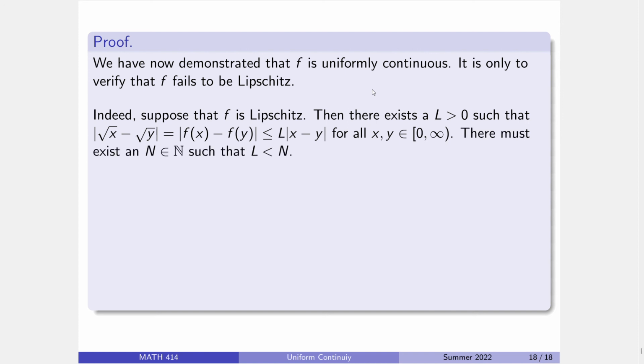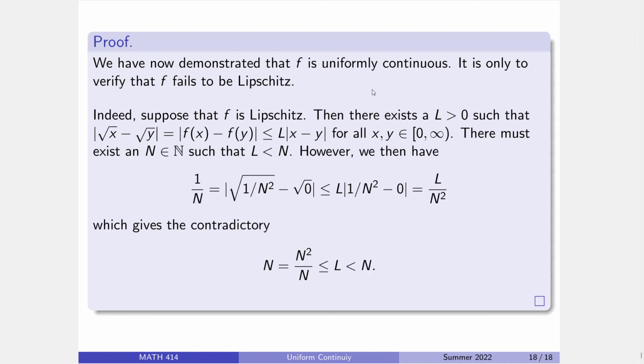Okay. Well, we can find a capital N that is bigger than L. Alright, however, 1 over n is definitely equal to this. By the assumption that f is Lipschitz, this must hold. Alright, but now you just cross multiply n squared, and we get our favorite contradiction, n is strictly less than n. Alright, and with that, we have completed continuity. Well, for now, anyway. Continuity, of course, will still play a role as we go on through the remainder of the semester. But for the time being, we have hit all the greatest hits about continuity.